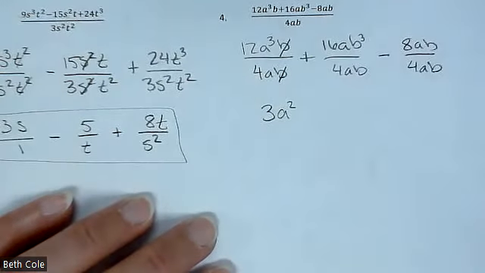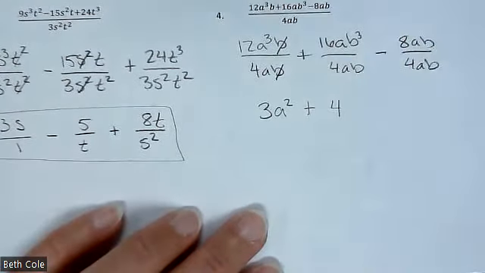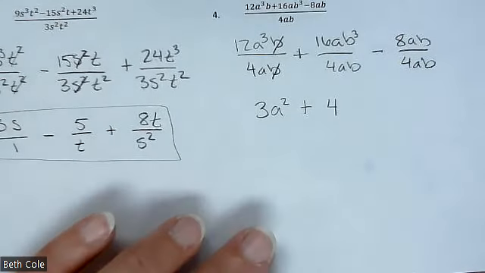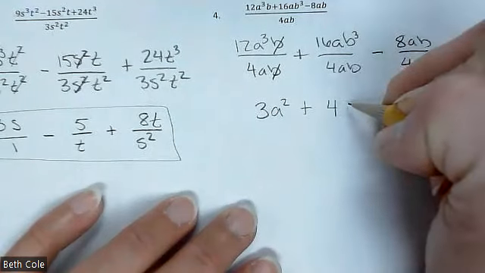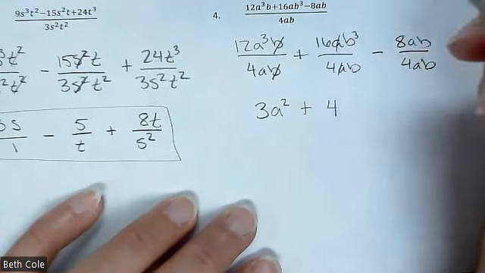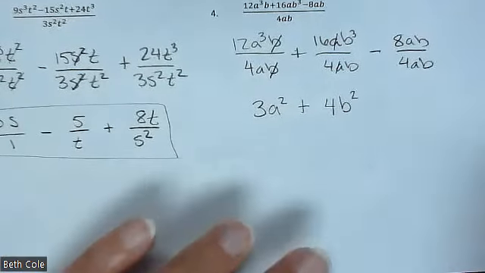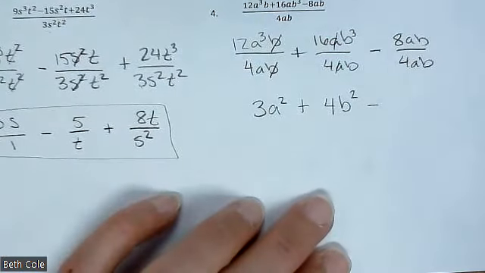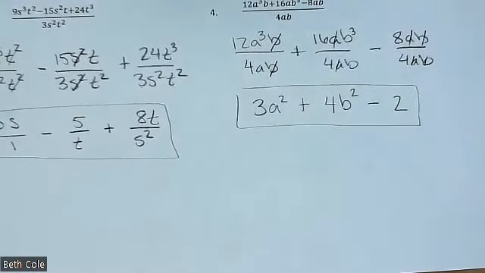And then what happens to the B's? They cancel. Plus, now we're going to do the middle one. 16 divided by 4 is 4. And then what? A's cancel, and then I think you said the answer back there, it'll be B squared. Good. Minus 8 divided by 4 is 2. A's and B's cancel, so just 2. That's it.